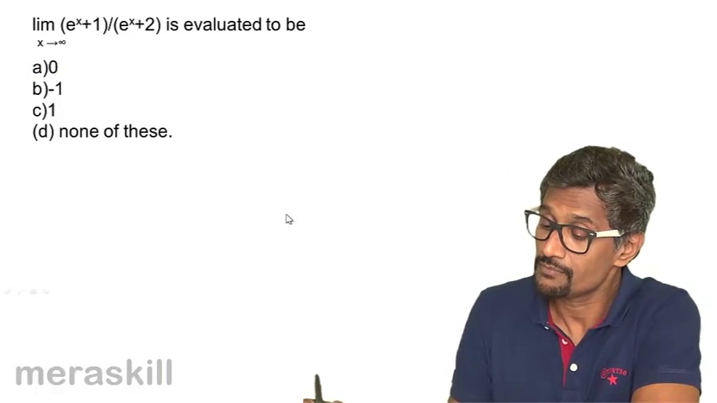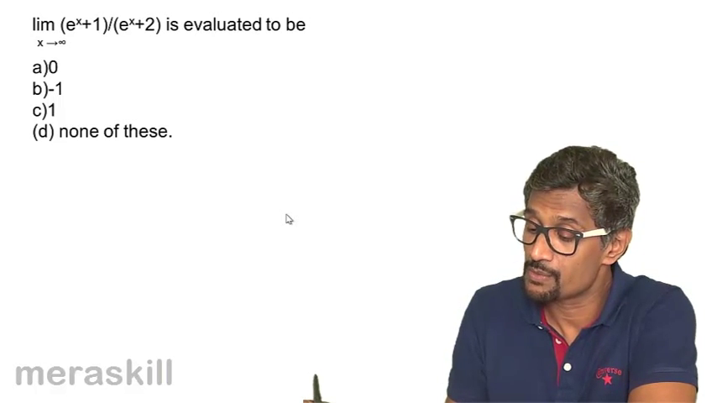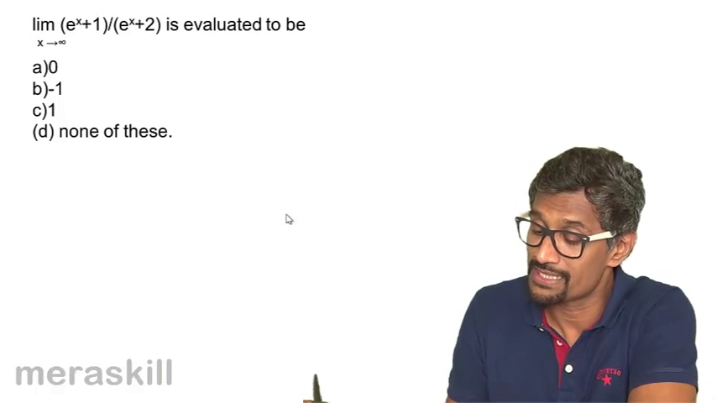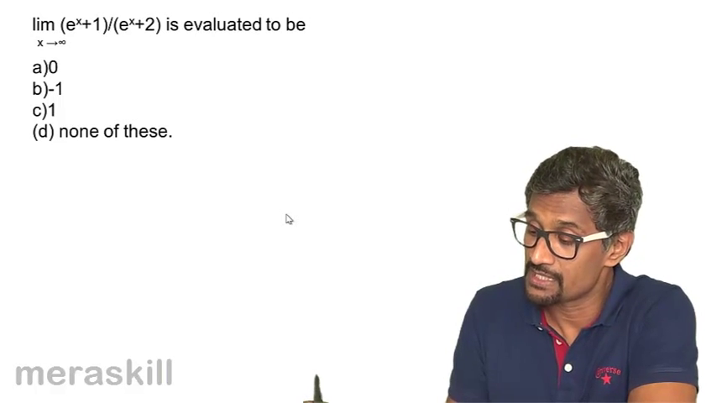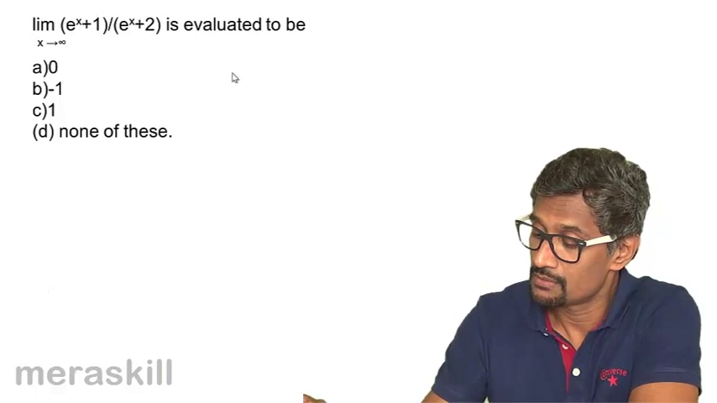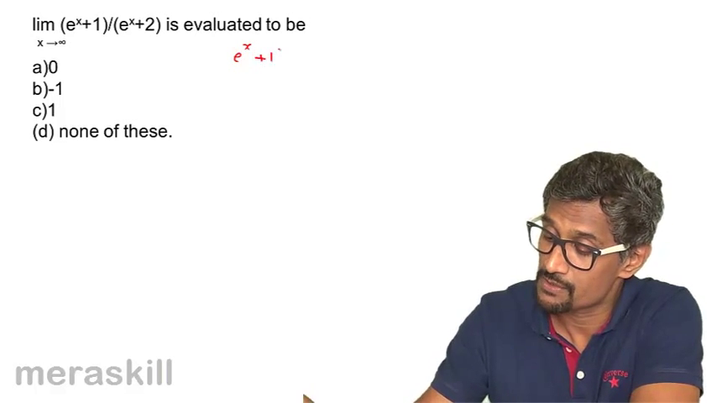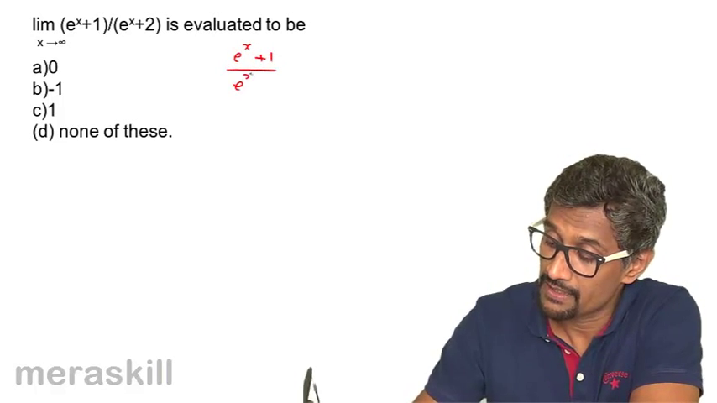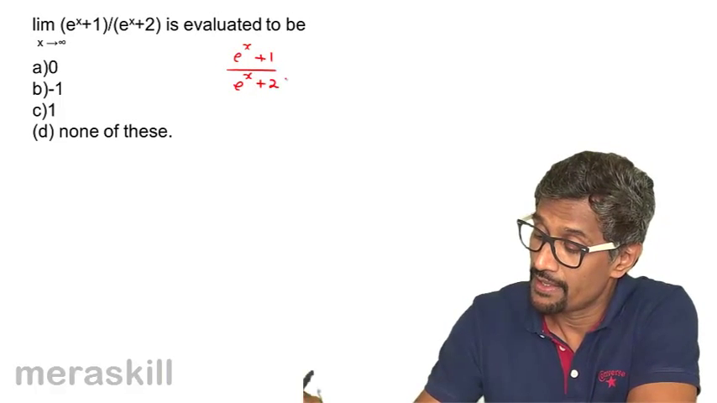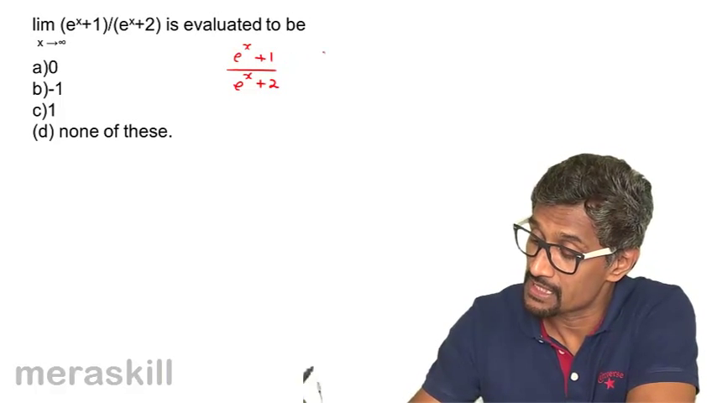Okay. Then you have the limit as x tends to infinity of e^(x+1) divided by e^(x+2), evaluated to be what? Now, you have the function as e^(x+1) divided by e^(x+2), and this function is divided. So we have as x tends to infinity.